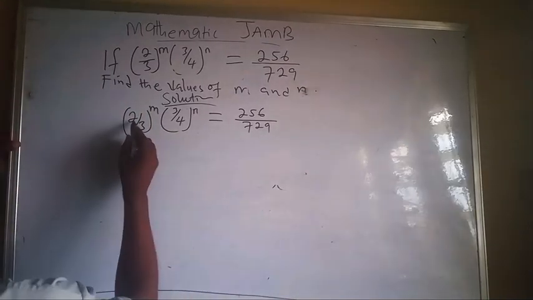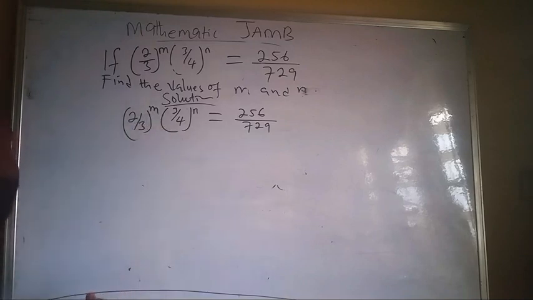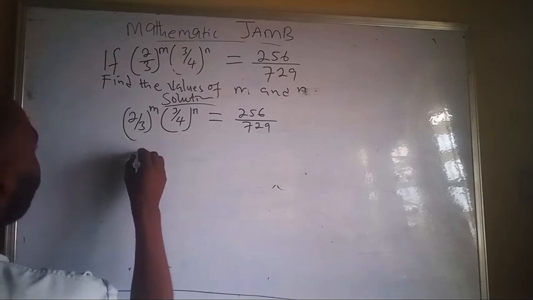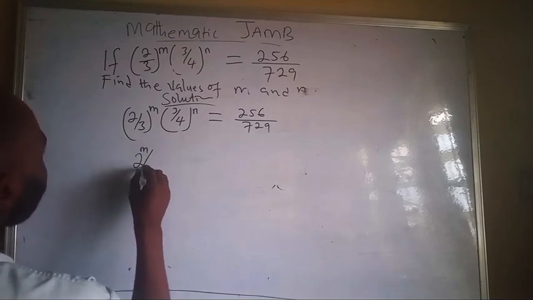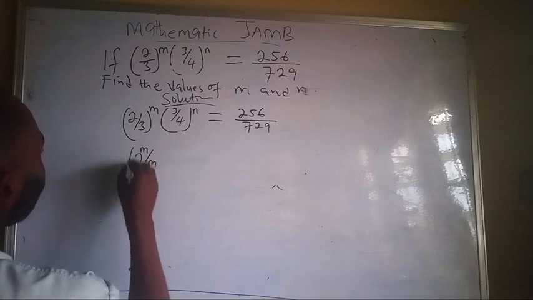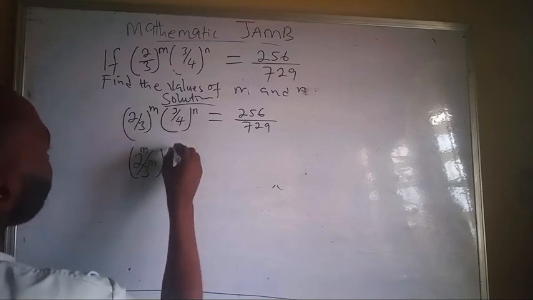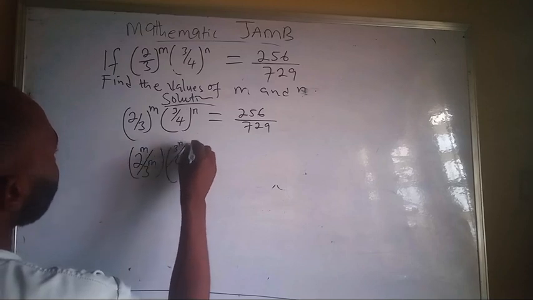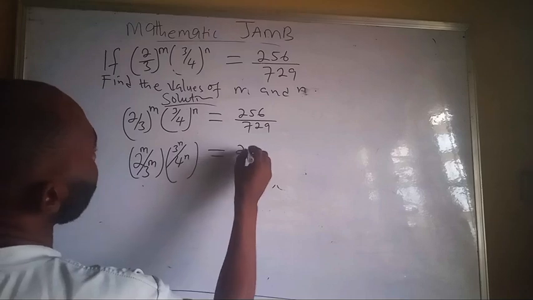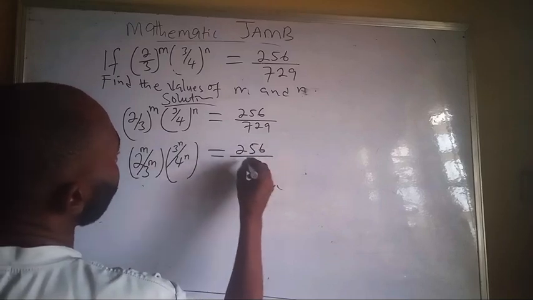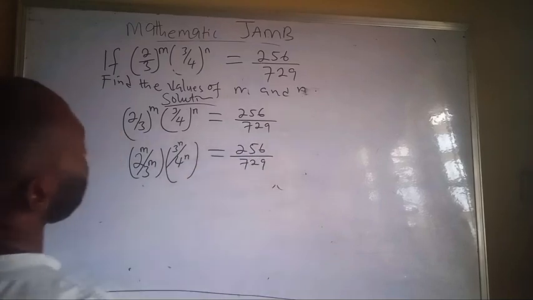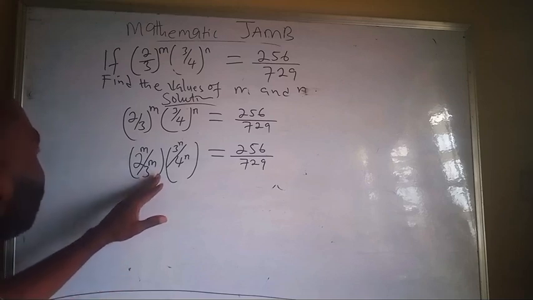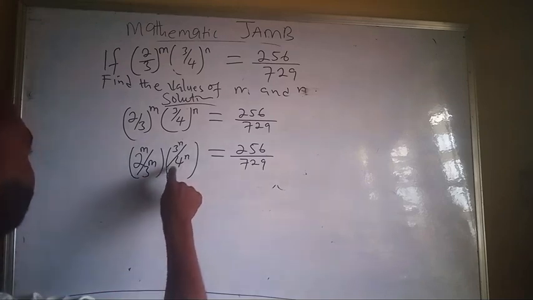So which means 2 also is going to carry that power of m. So that would be 2^m divided by 3^m, times 3^n all over 4^n, and this is the same thing as 256/729.